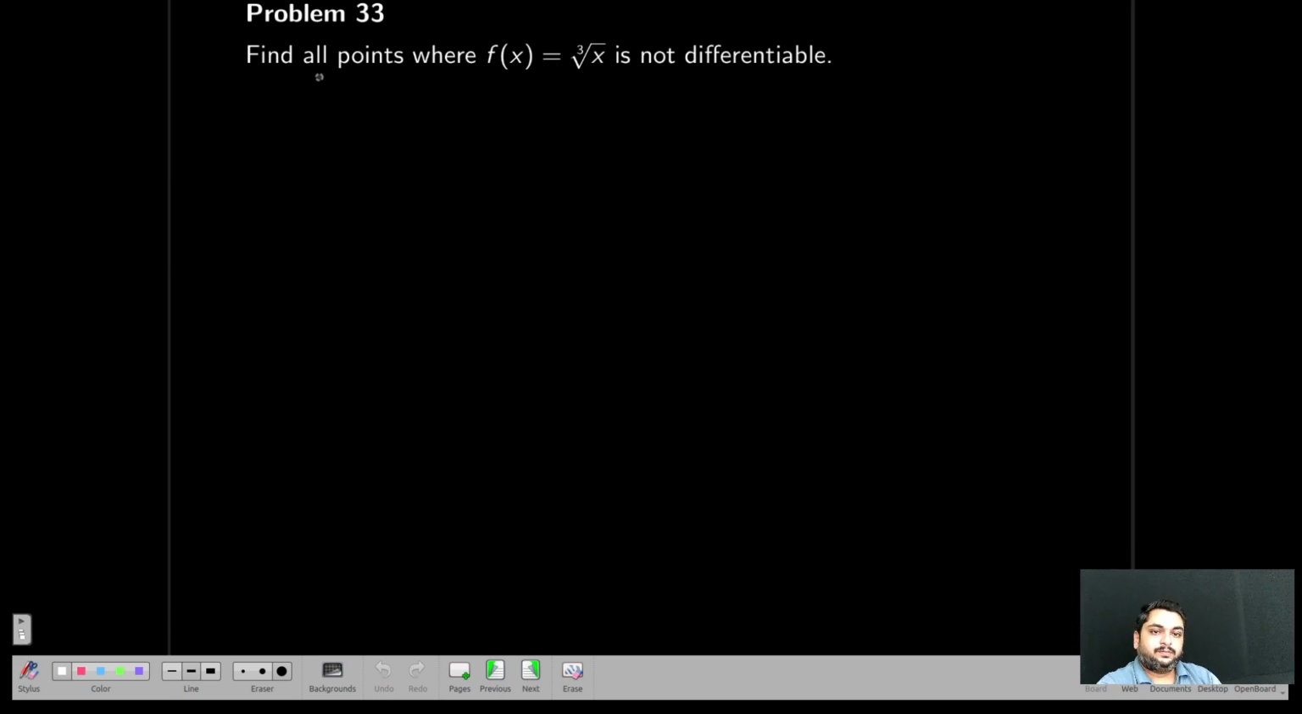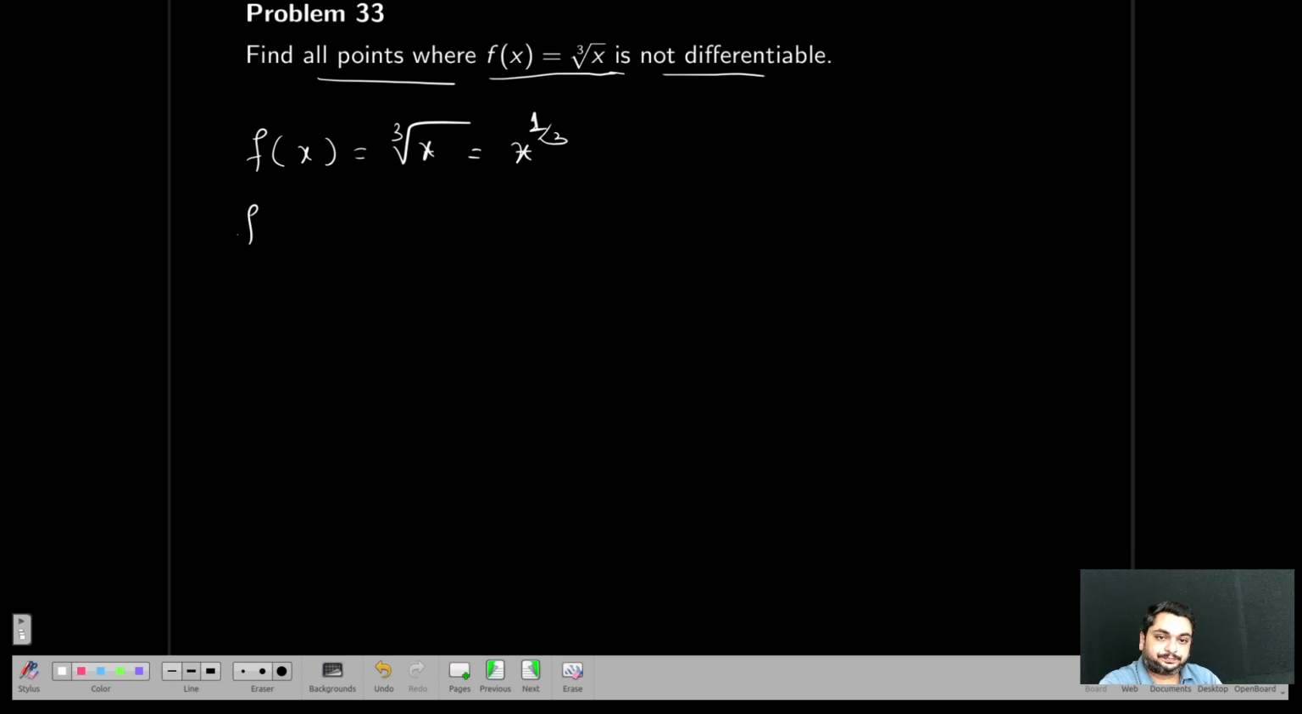Next, find all the points where f of x equal to cube root of x is not differentiable. You have to find all those points of x where this function is not differentiable. You can find the domains and then find it out. But what we can do is just differentiate this curve. The f of x equal to cube root of x, I can just write it as x to the power 1 by 3.